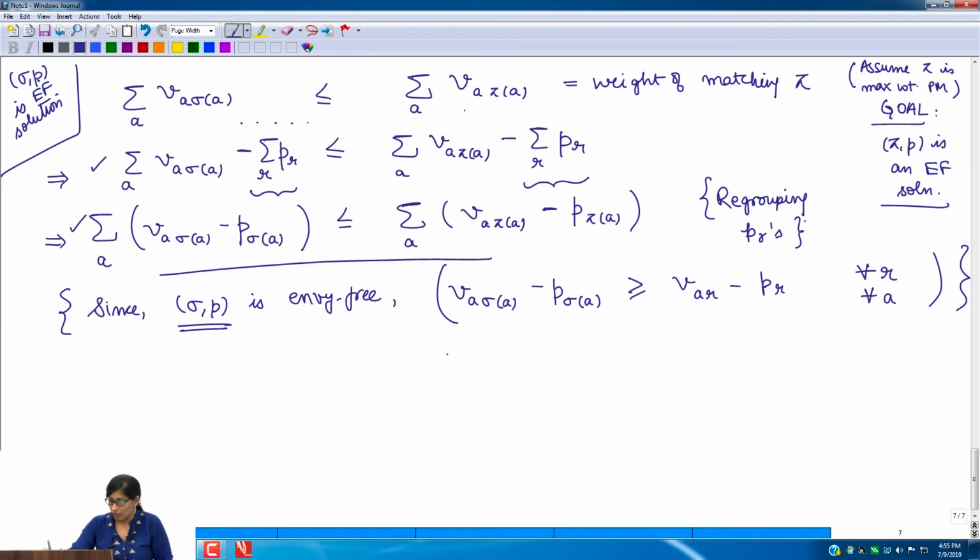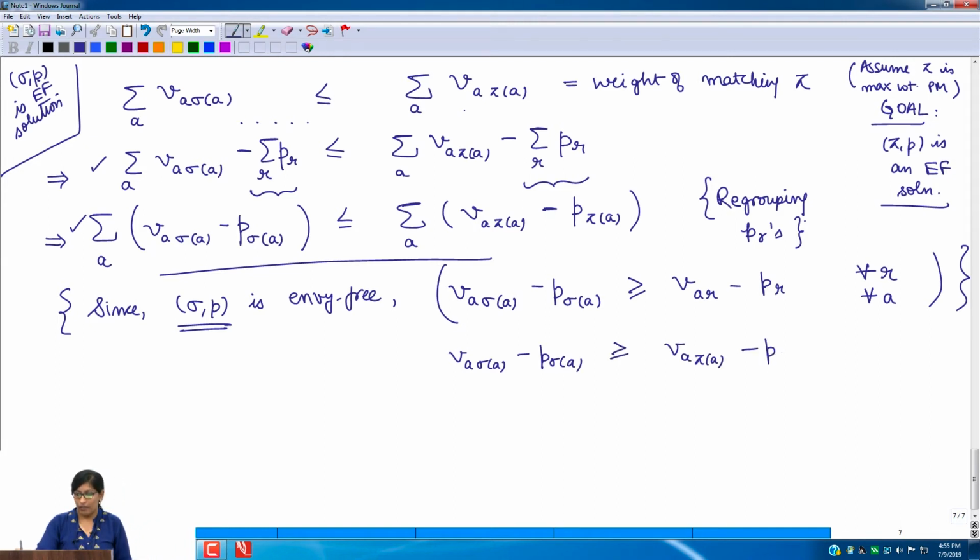So if I do that, I know that VA of sigma A minus P sigma A must be at least VA of pi A minus P pi A, because pi A is some room R, right? So this should be true because it was true for all R, it should be true in particular for the room pi A, right? And pi A and sigma A can be equal, no worries, but they can be distinct rooms as well. We have equality anyways, right?